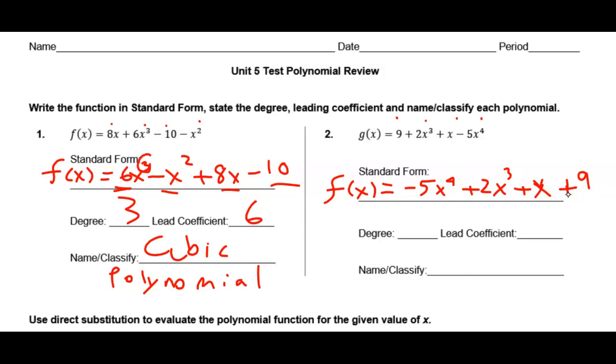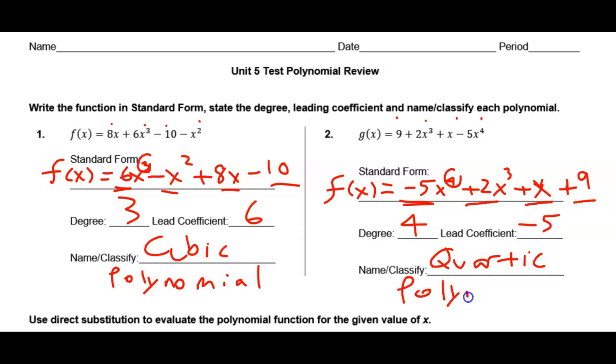Okay, now the highest degree is 4. The leading coefficient, minus 5. So if the highest power is 4, that is quartic. And then there's 1, 2, 3, 4 terms. Again, that's a polynomial. After 3, just everything's a polynomial.